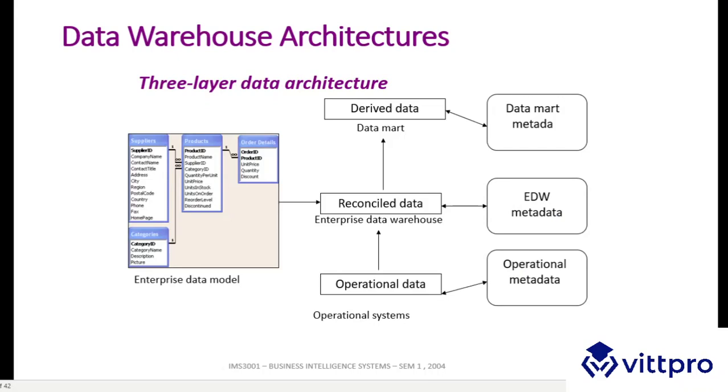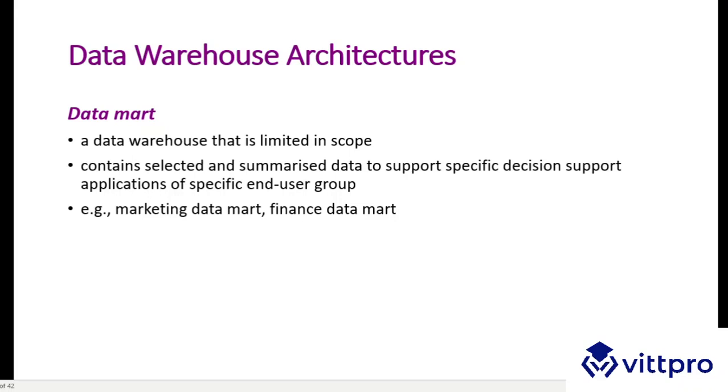So this is just another example of the three-layer data architecture. It's the same thing. The data mart, as I explained earlier, is the data warehouse but limited in scope. It's just a simple cluster of information based on a very specific requirement. Maybe it's marketing data, maybe it's finance data, maybe it's sales data, or maybe it's a combination of two or three departments which are linked with each other. So that's the data mart.